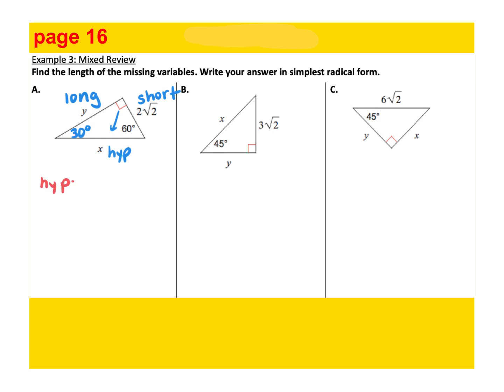In a 30, 60, 90 triangle, the hypotenuse is 2 times the short leg. So here, the x, the hypotenuse, is just going to be 2 times 2 root 2. And since 2 and 2 are not in the root, they can combine together, keep root 2 the same. There's no other roots to multiply it with. 2 times 2 is 4, so we'll say x is 4 root 2.